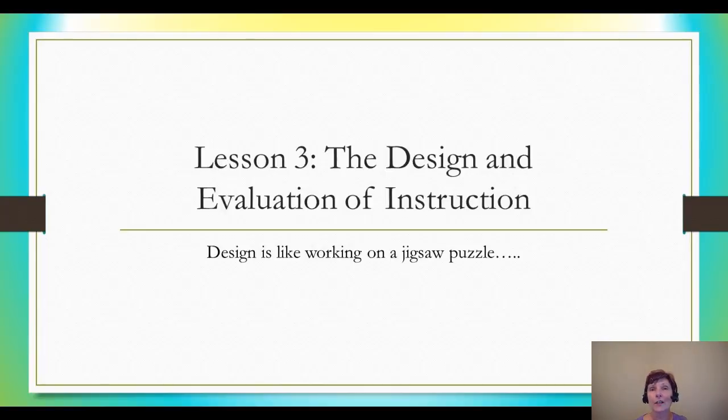Design is like working on a jigsaw puzzle. You bring home the box with the puzzle, there's a beautiful picture on the front, and you open it up and none of the pieces are interlocking. These pieces represent a variety of things like needs assessments, content, and also evaluation.